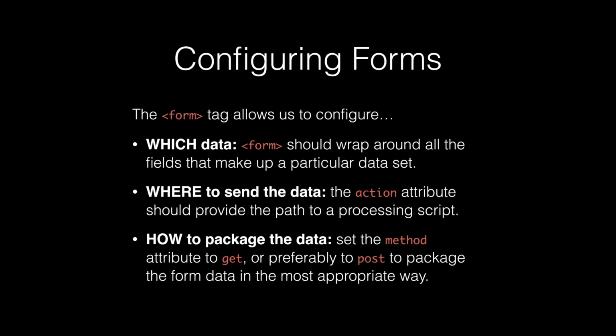So where to send the data is a matter of knowing which server-side script is going to receive this data. It's basically a file or a URL. So the action attribute is what we have available for us to provide the path to that processing script. So you'll see this, where it's basically a path. It might be in the same folder. It might be on a different server. It just depends.